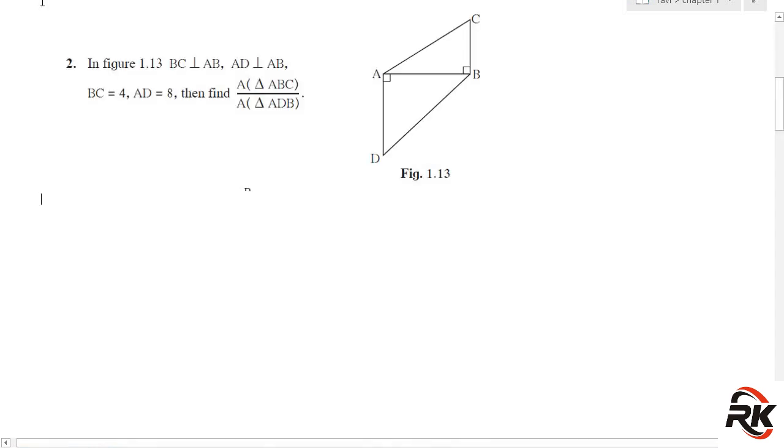In figure, segment BC is perpendicular to segment AB. AD is perpendicular to AB, BC is equal to 4, AD is equal to 8. Then find area of triangle ABC upon area of triangle ADB. Now these two triangles having common side AB, if we take this as the base of both triangles, means in triangle ABC, AB is the base and BC is the height, and in triangle ADB, AB is base and AD is the height.